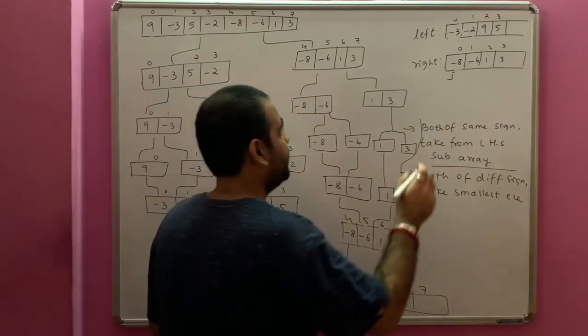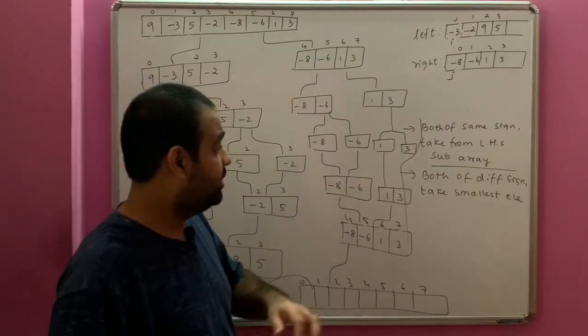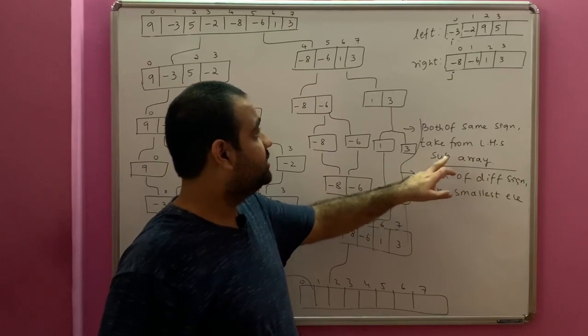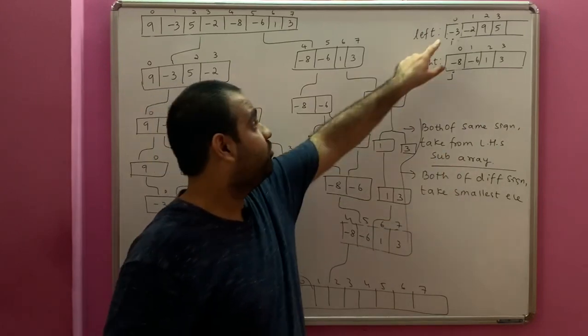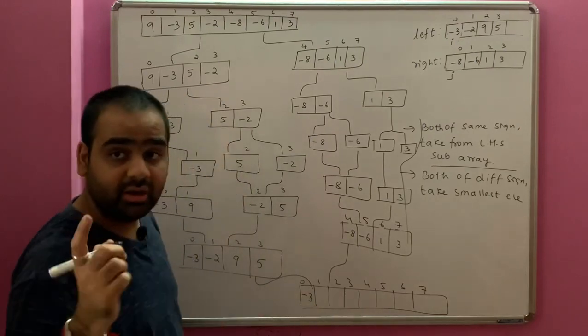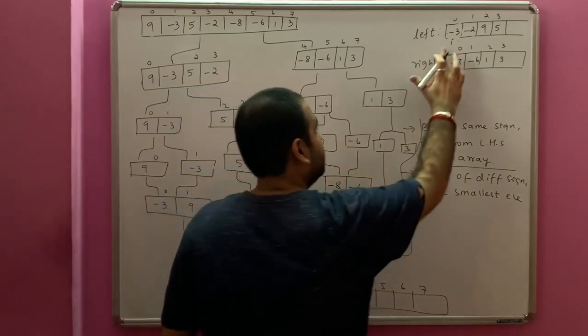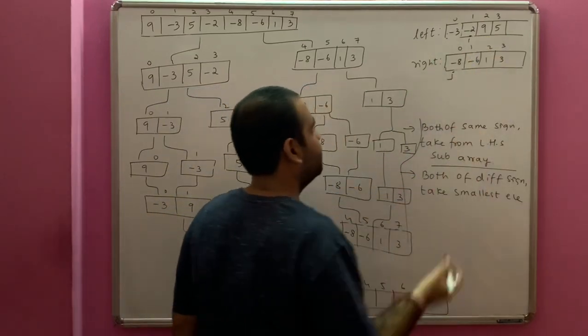Now, again you have to take two indices, I and J. Both are of the same sign. Yes, both are of the same sign. Take from the LHS subarray. And what is from the LHS subarray? It is -3. Both are of the same sign. The relative order has to be maintained. You don't take the minimum over there. Okay, -3 we have taken. Therefore, you have to say I plus plus.